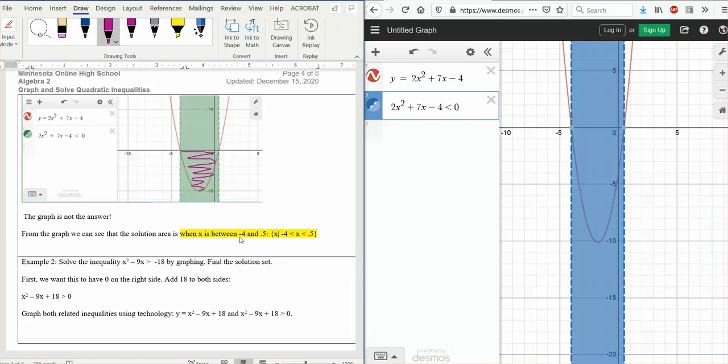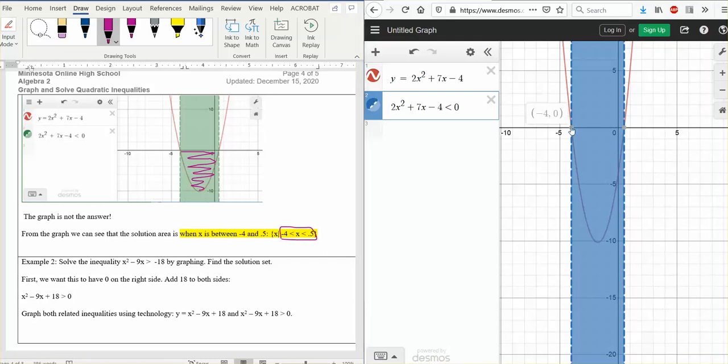And you can write that different ways. You can write it like this with words. You can write it like this, or you can just put this part, that the solution is between -4 and 5. And how did I find that that was -4? Desmos will tell me that that's the x-intercepts.